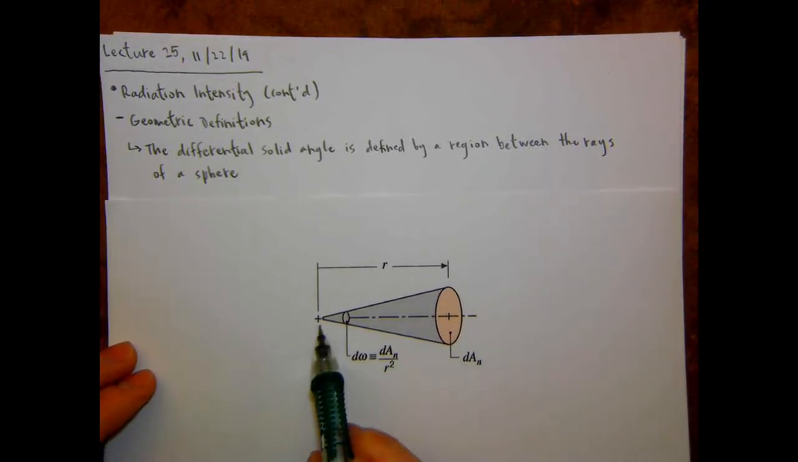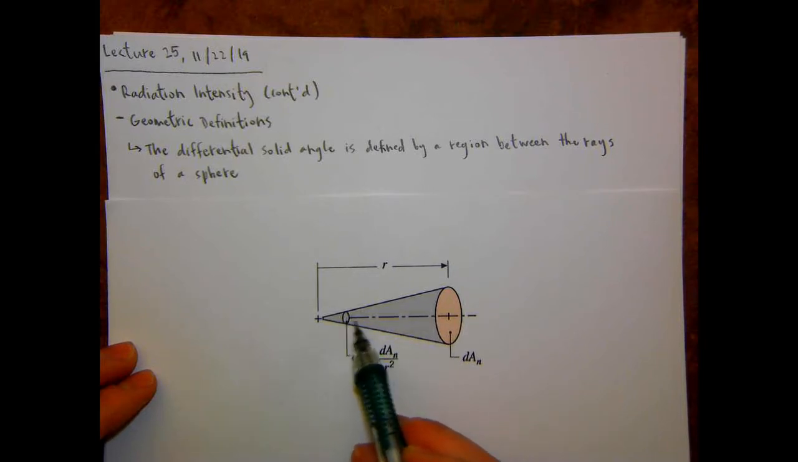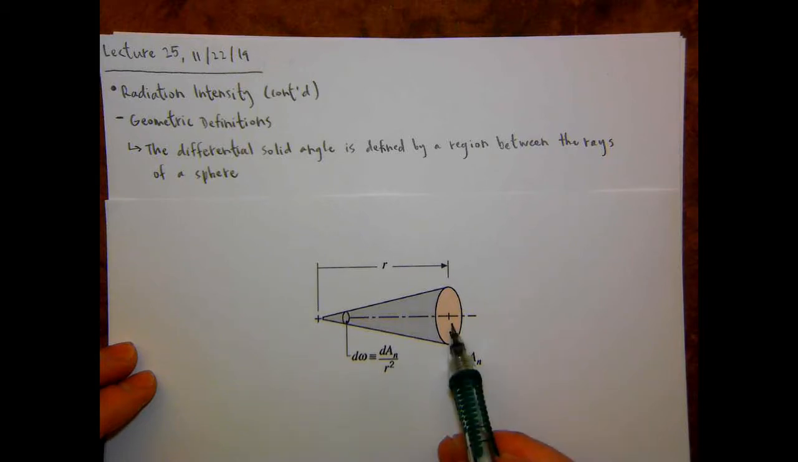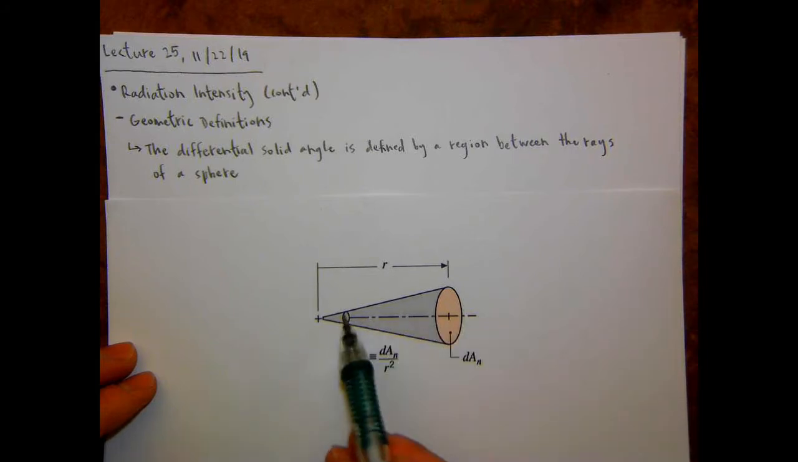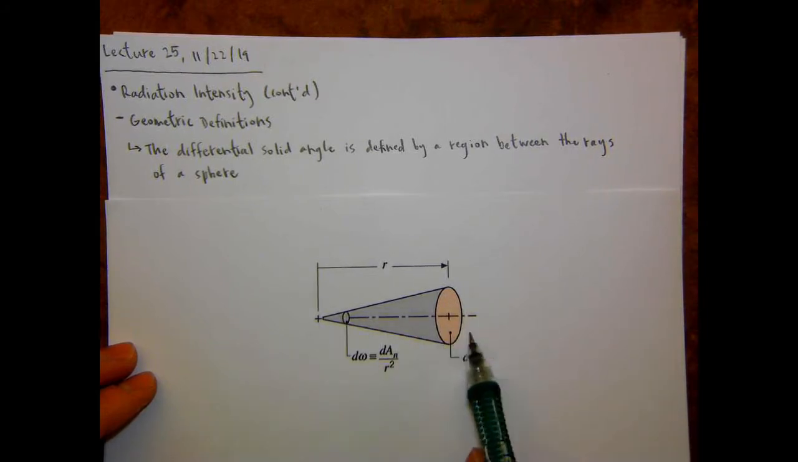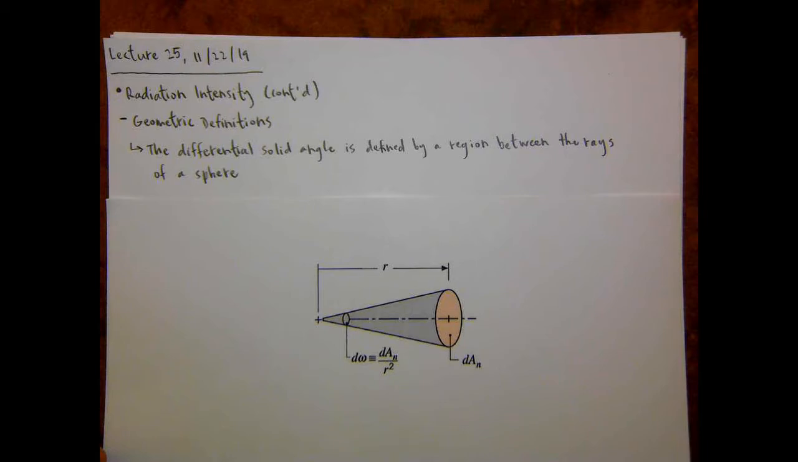So here you can think of this as the center of a sphere, and then these are the rays pointing out in a conical shape. And the solid angle is the angle right here. And it's defined as the ratio of the surface area on the sphere that is intersected by these rays divided by the radius squared. Hopefully familiar from math, yes.